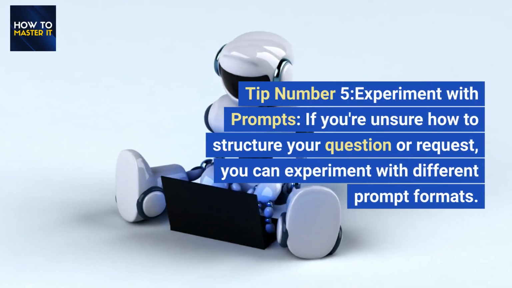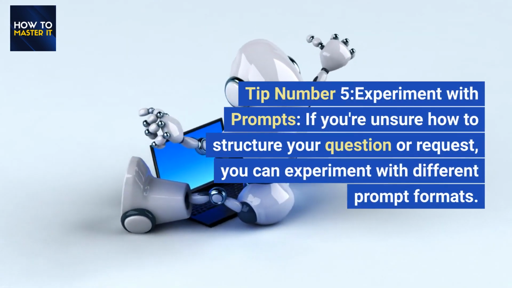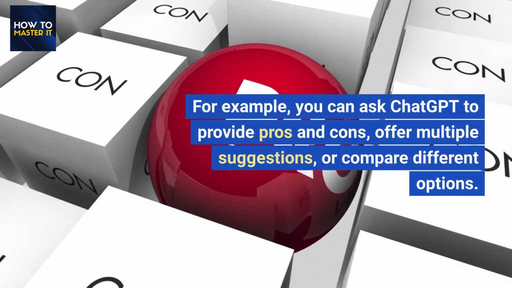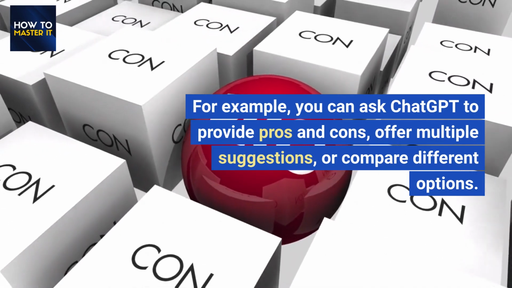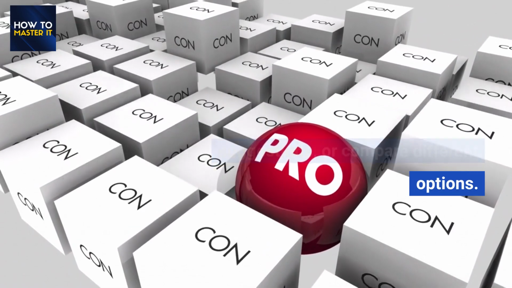Tip number 5. Experiment with prompts. If you're unsure how to structure your question or request, you can experiment with different prompt formats. For example, you can ask ChatGPT to provide pros and cons, offer multiple suggestions, or compare different options.